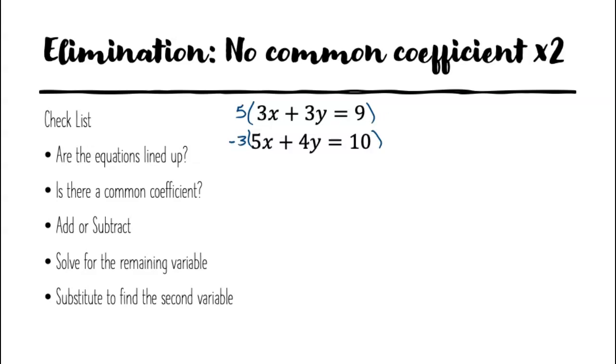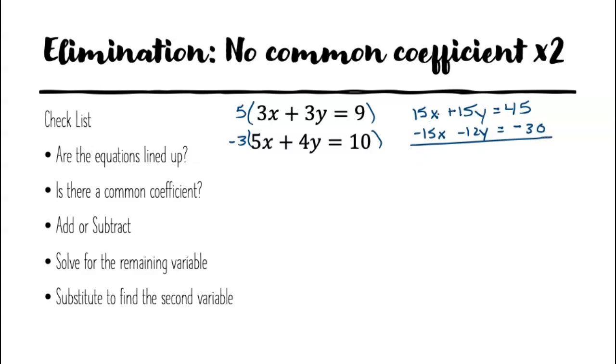And then I'm going to distribute. Let's start with the top equation. I'm going to distribute that 5. So now I have 15x plus 15y equals 45. On my second equation, I have negative 15x minus 12y equals negative 30. Be careful with that negative. Make sure it gets all the way through.